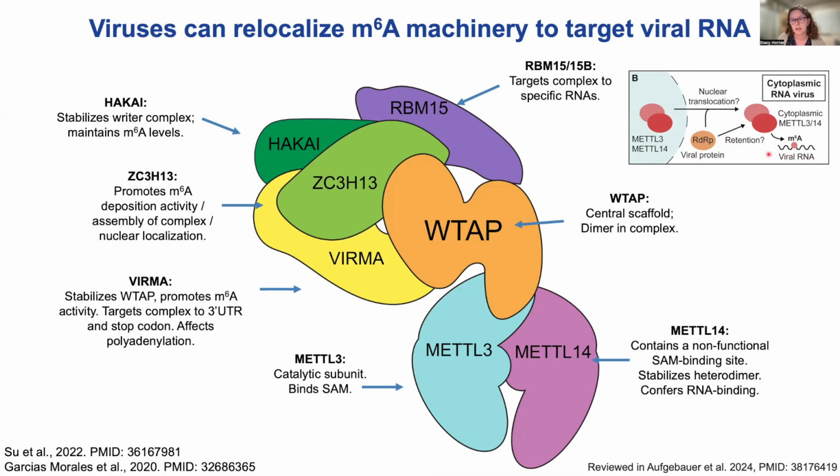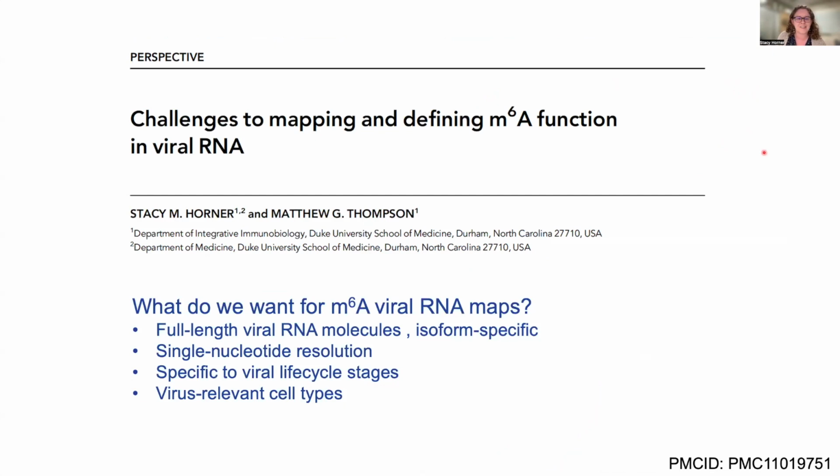So viruses are really good at changing how things work. So that's important to keep in mind. Okay, so what do we want for M6A viral RNA maps? Ideally, we want full-length viral RNA molecules. So 10 kilobases for hepatitis C virus, 30 kilobases for coronaviruses. We'd want isoform-specific information, so if you have a subgenomic RNA molecule versus a full genome RNA molecule. We'd want single nucleotide resolution.